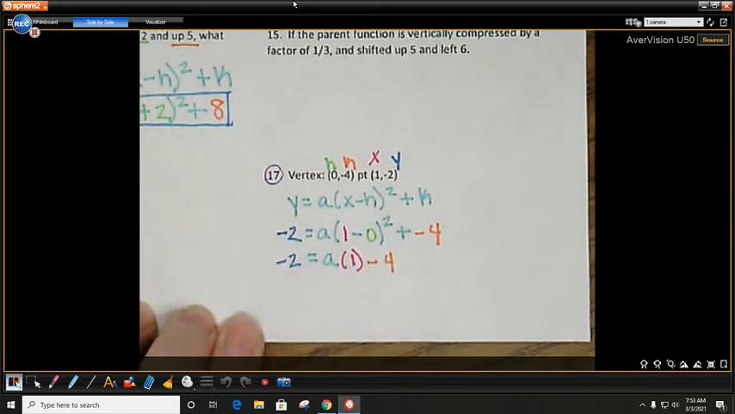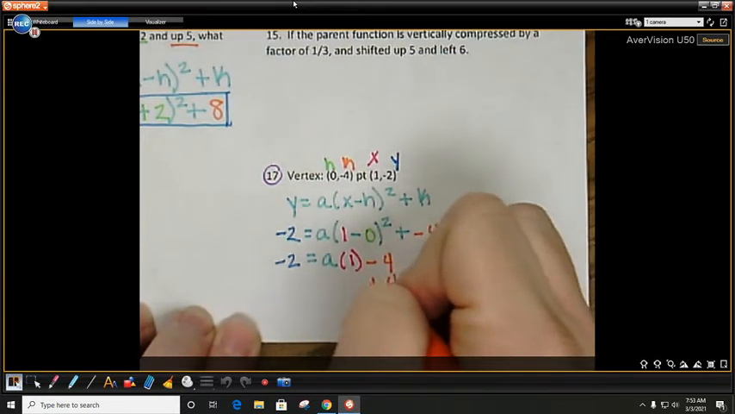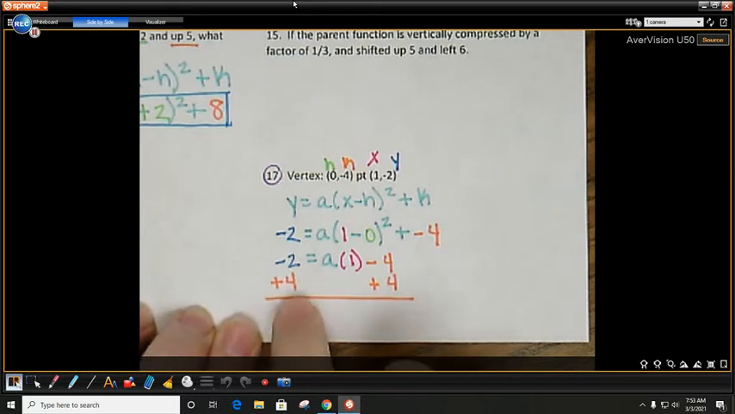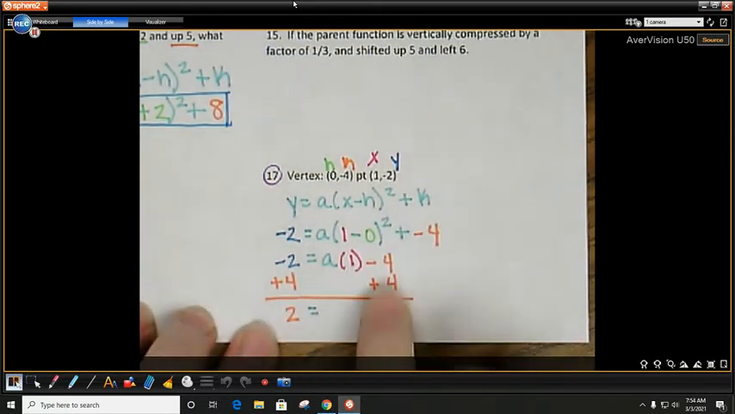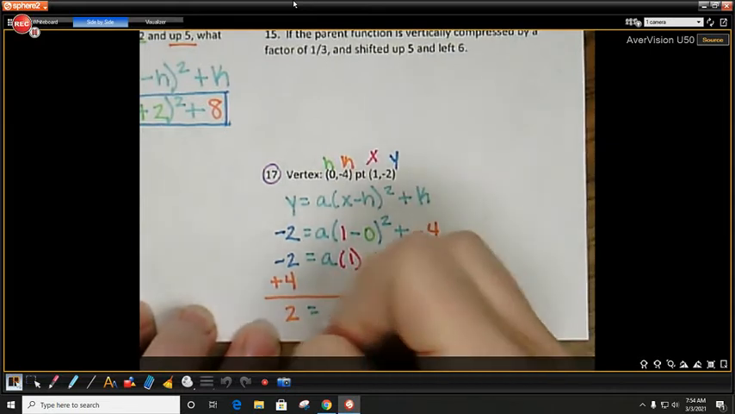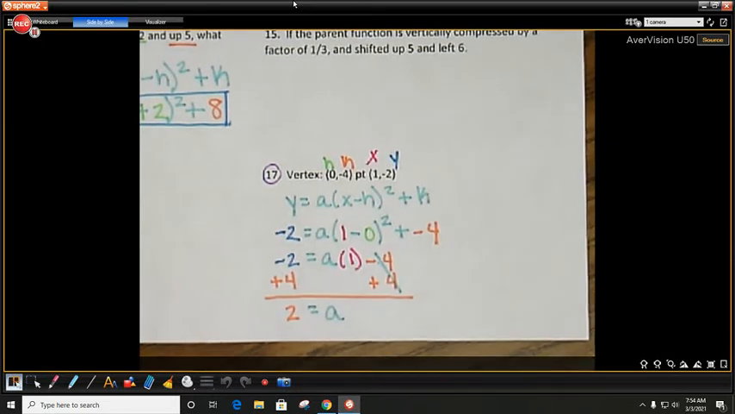Okay, I need to get a by itself, so I need to get rid of that minus 4. So I'm going to add 4 on both sides. So negative 2 plus 4 is 2. So I get 2 equals, over here, the negative 4 plus 4 cancel, and a times 1 is just a. So I now have the a value for my function.